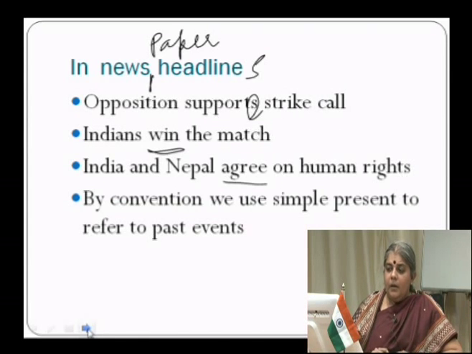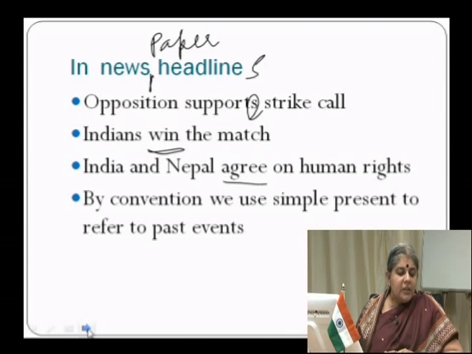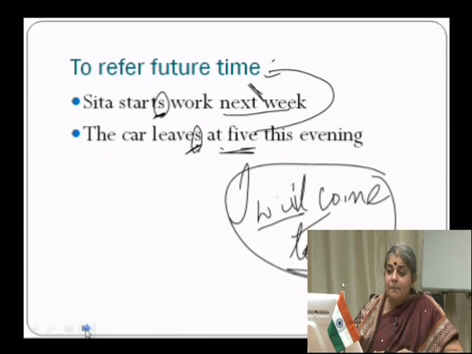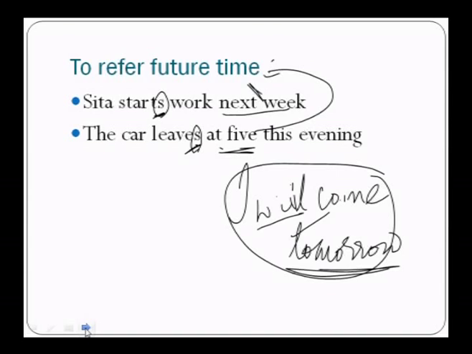In newspaper headlines, for example, opposition supports strike. By convention, while talking about headlines in the newspaper or newscasts over radio and TV, we use simple present tense to refer to what? Past events. Now, all the events here in these headlines are, of course, that of immediate past, not of distant past. Now, simple present tense is used to describe what? Future time reference.